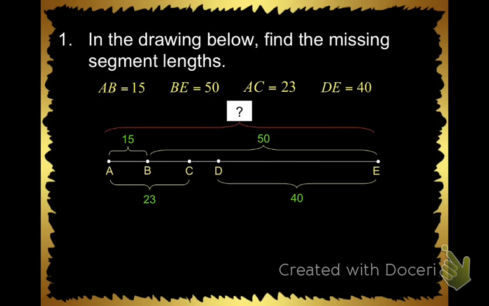Let's start with this first unknown segment. The full segment AE by the segment addition postulate is going to be AB plus BE. We know AB's length is 15. We know that BE's length is 50 from the diagram, so no surprise, the length of AE is 65.